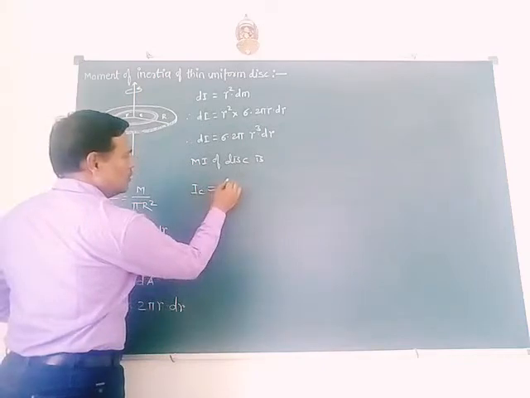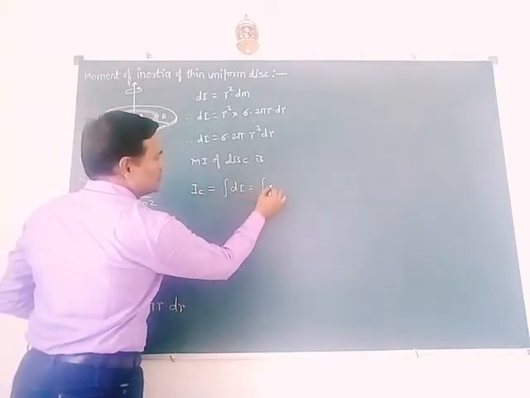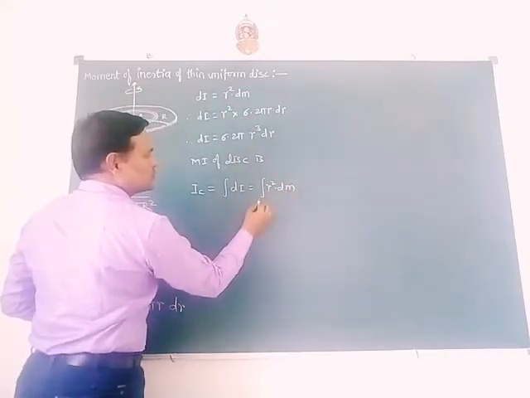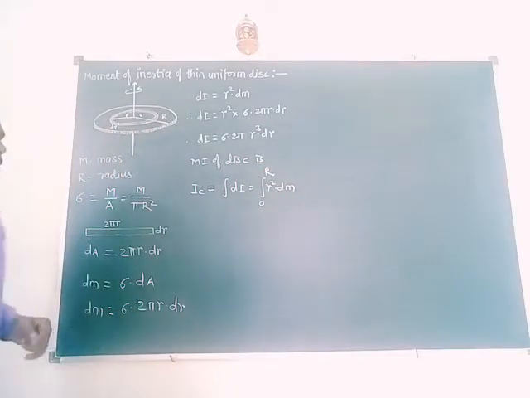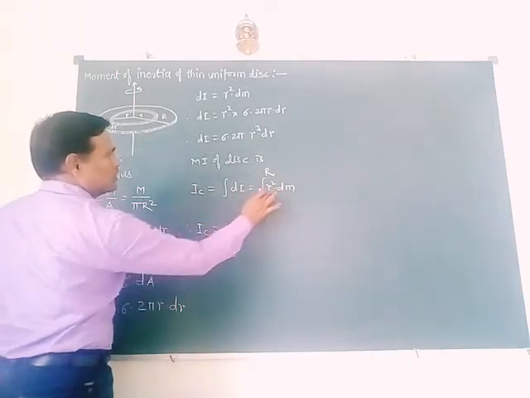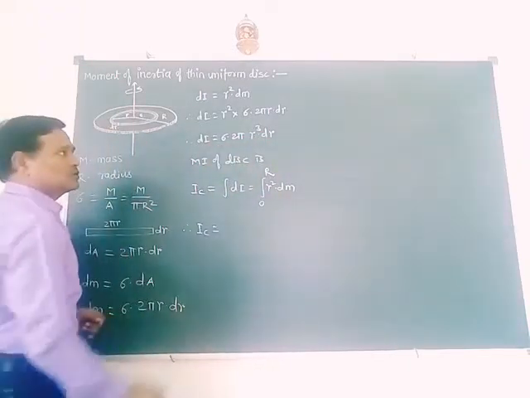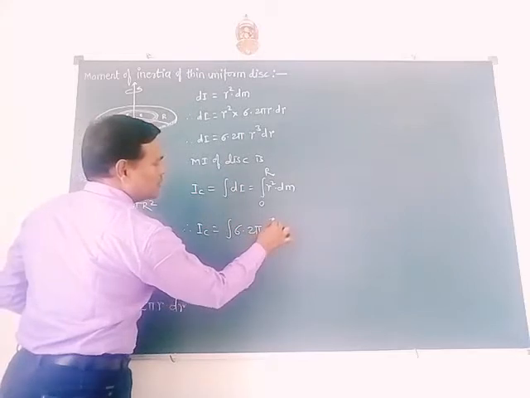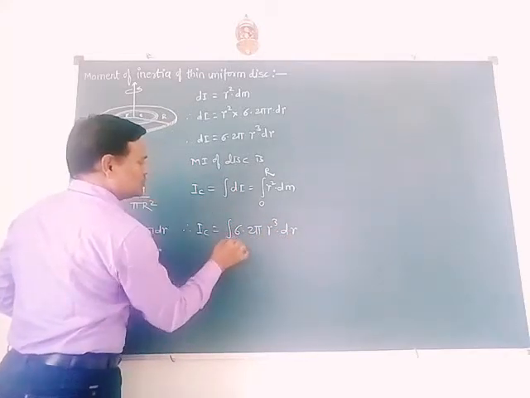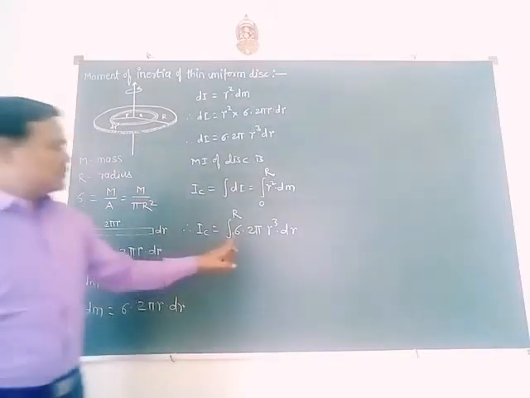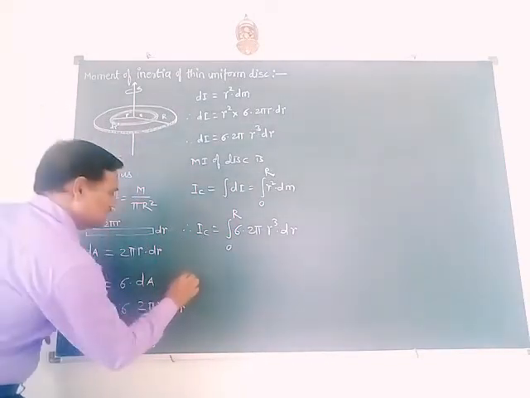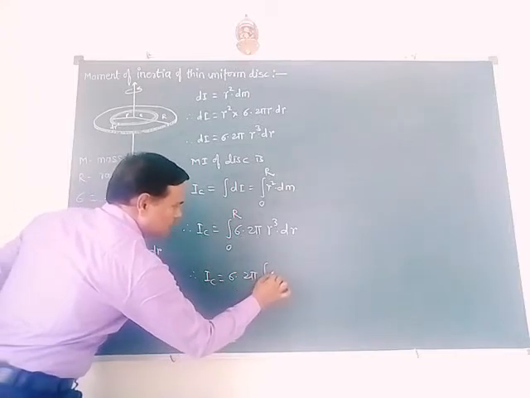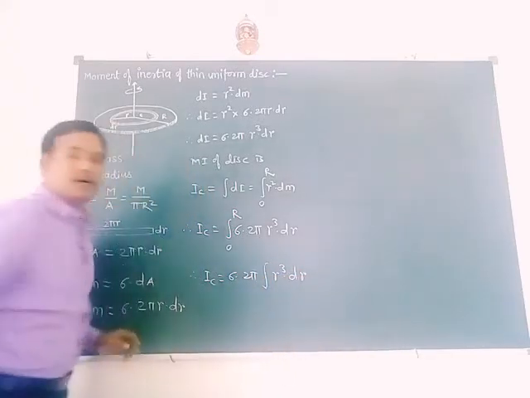is equal to the integration of r square into dm, with limits from 0 to capital R. So finally we can write Ic equal to the integral of r square dm. After solving, we get this relation. So here, the integration of sigma into 2 pi into r cube into dr, limits from 0 to capital R. Here sigma into 2 pi is constant, take it outside the integration. So here Ic equals sigma into 2 pi into the integration of r cube with respect to dr.